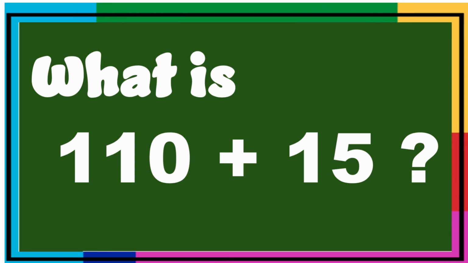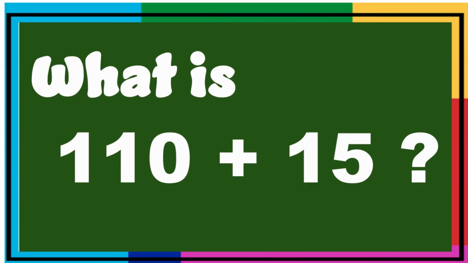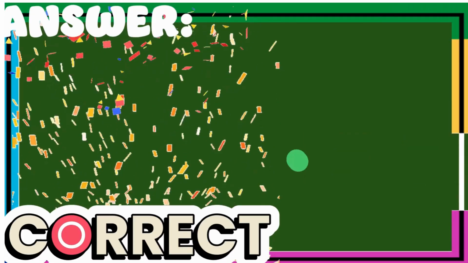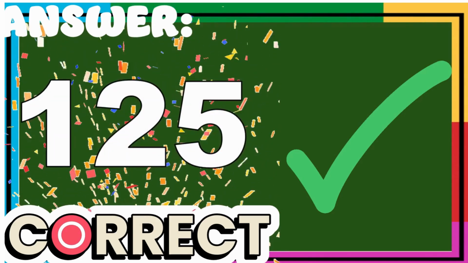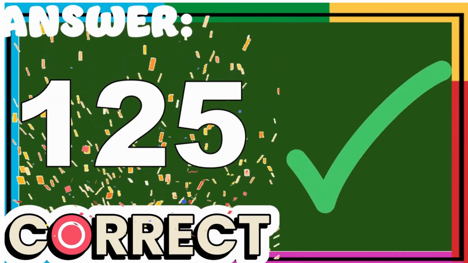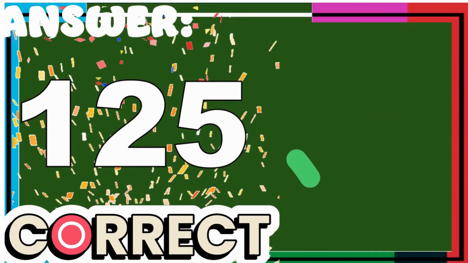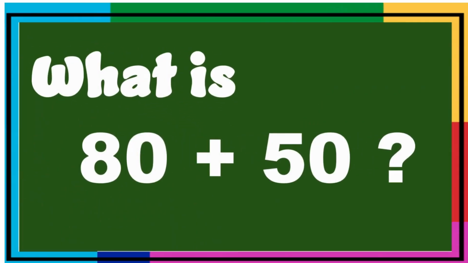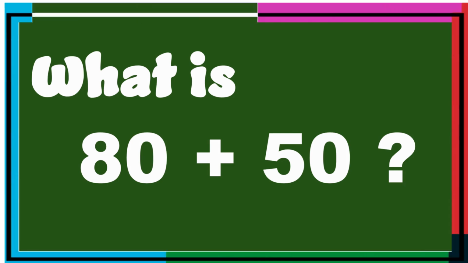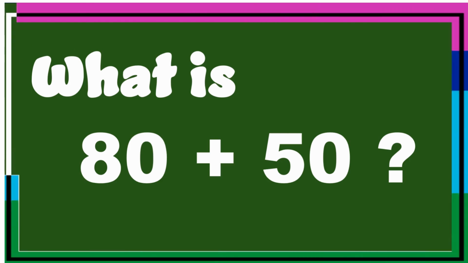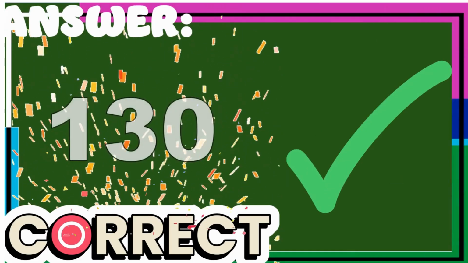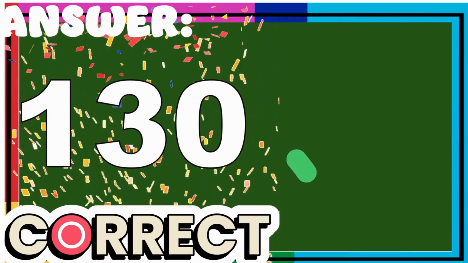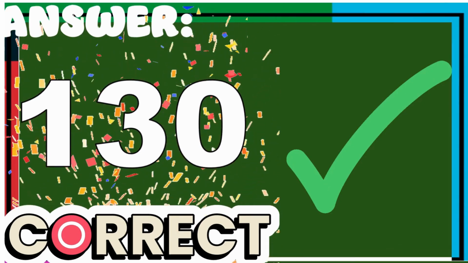What is 110 plus 15? Correct. 110 plus 15 equals 125. Great start. Next, what is 80 plus 50? Correct. 80 plus 50 equals 130.